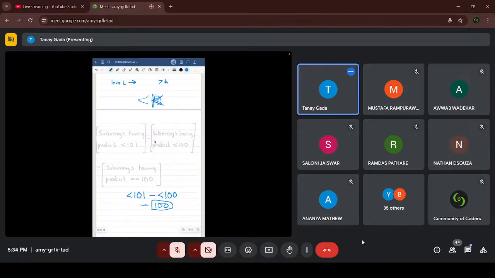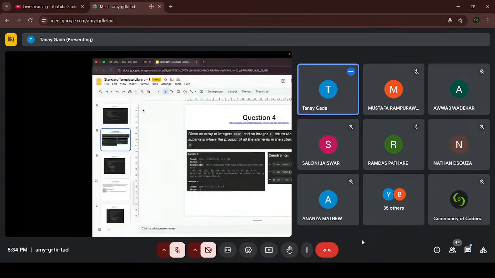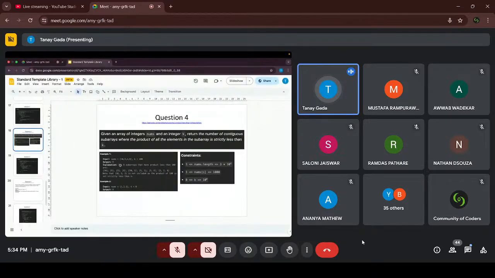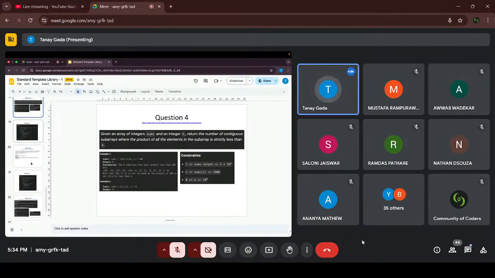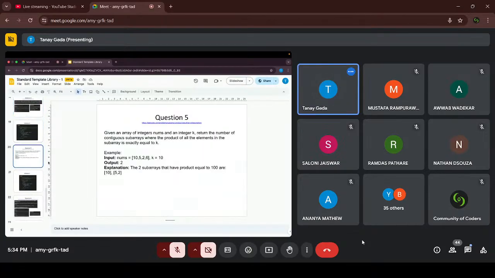Understood this? This property is used in many questions and it is important to know. If you see this property for the first time in some question, you won't get it from intuition. You must have seen it somewhere before. So this is what it is: the product of all elements in the subarray is exactly equal to k.